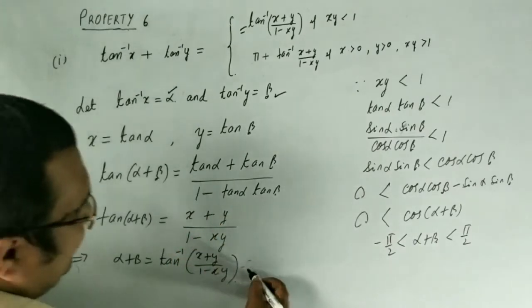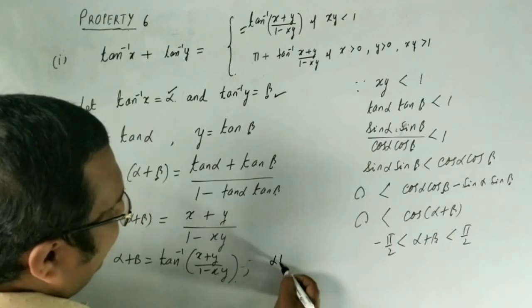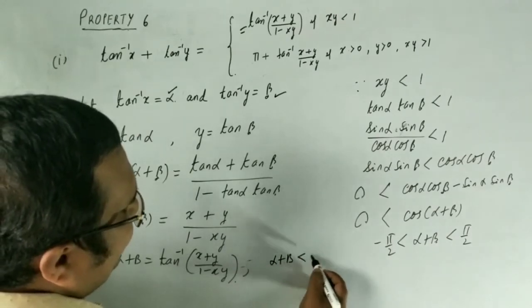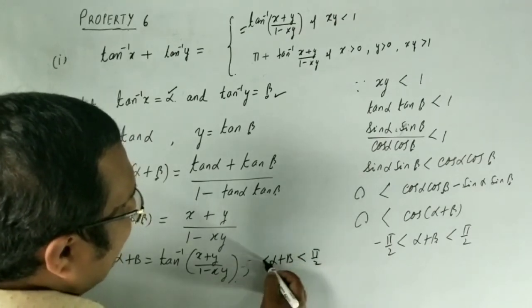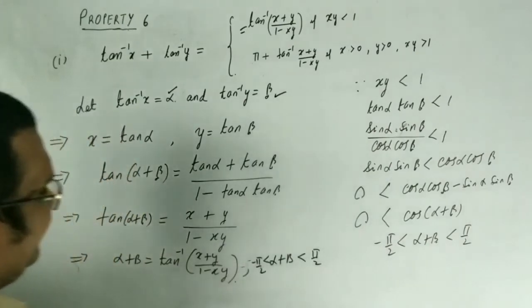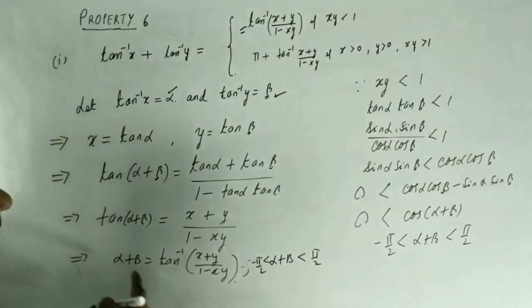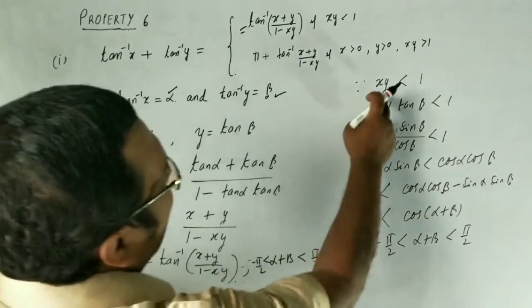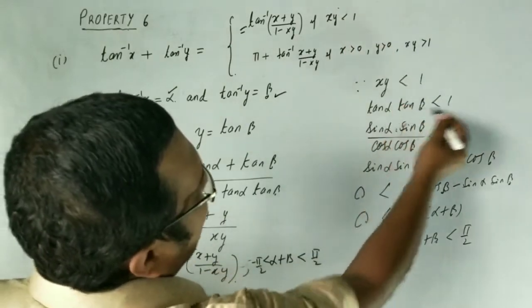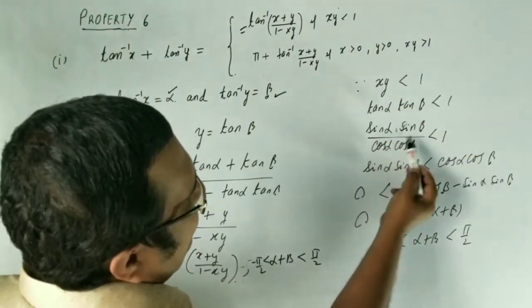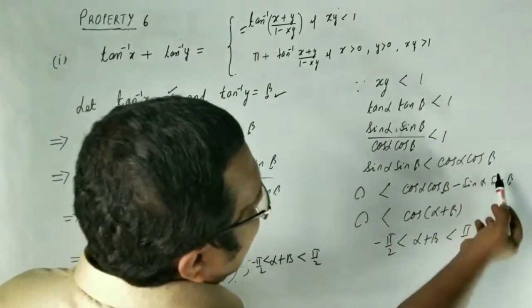Now my question is, this alpha plus beta should be less than pi by 2 and greater than minus pi by 2, the principal value. So what do I do? This condition is given here. I write this, this I get. This one I take to that side.